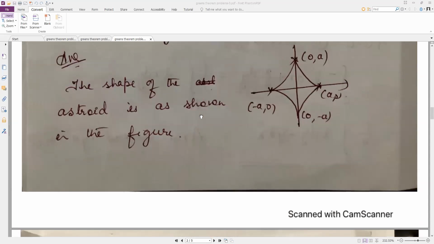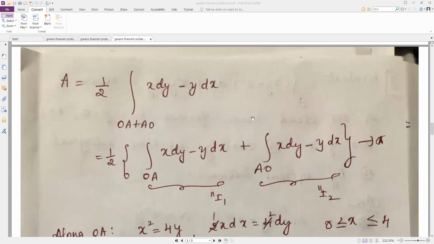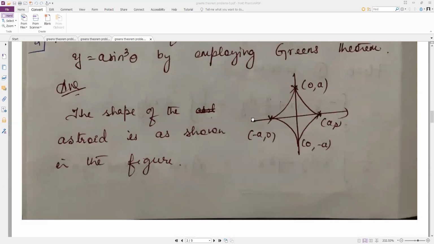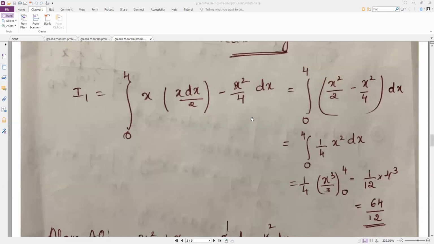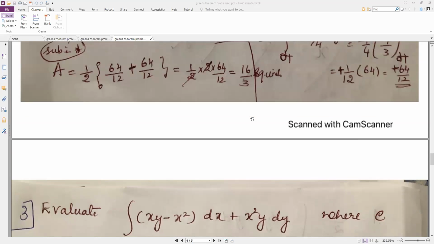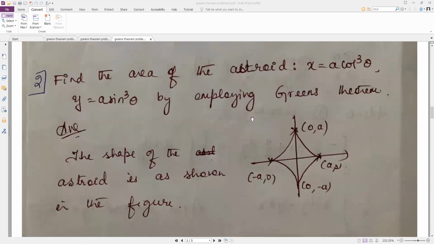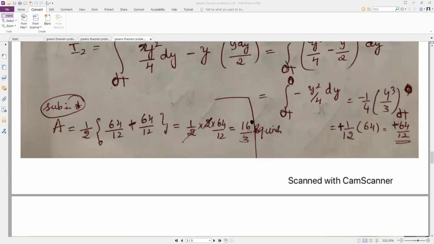So along I1, what you are having: x into dy minus y dx. I think it has come from this different thing. Okay, let me continue this problem later on. Let me go to the next problem.